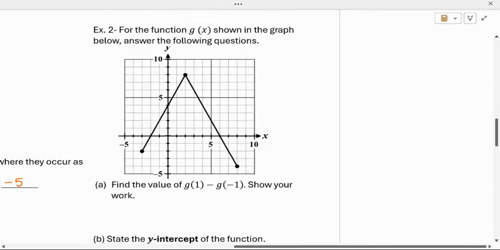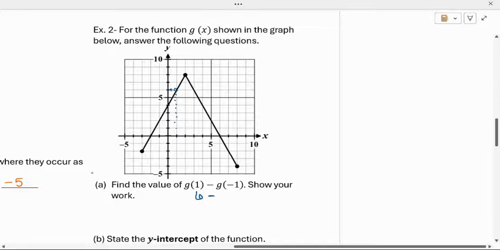So example number 2 gives us another function, and we're going to answer questions about this function again. So it says find the value of g of 1. So g of 1, that just means when x is 1, what is your output? What is your output when x is 1? 6. Yes, good job, Owen, it's 6.